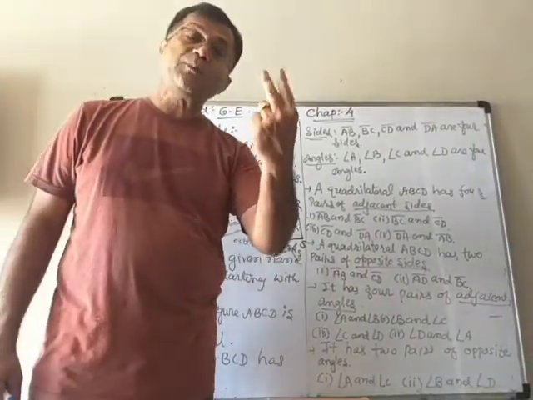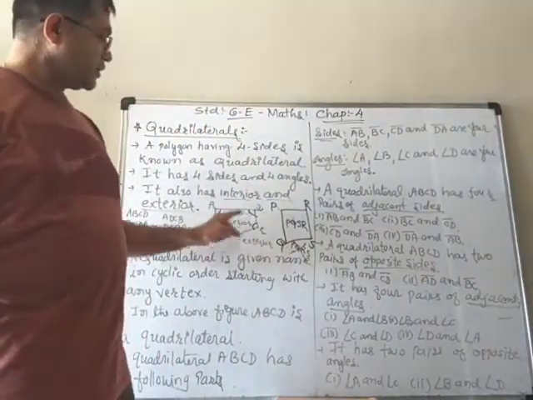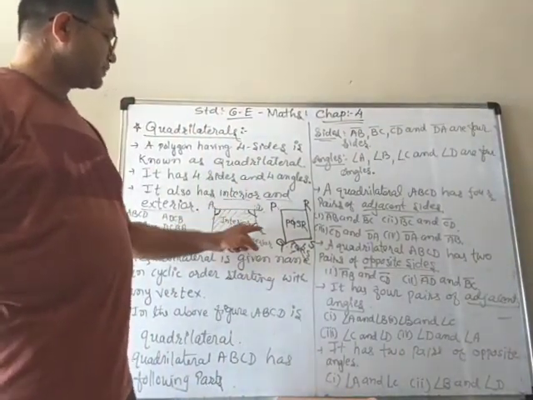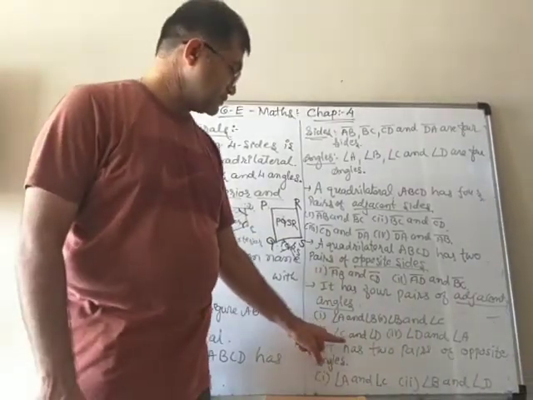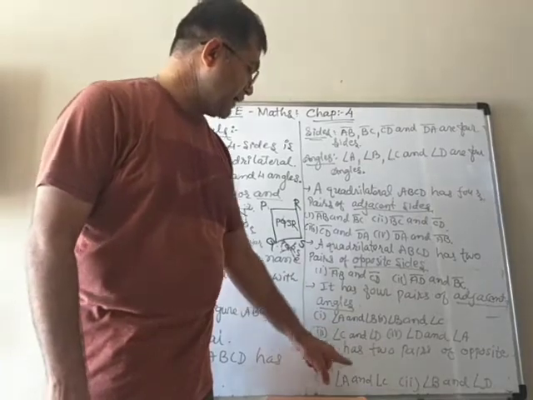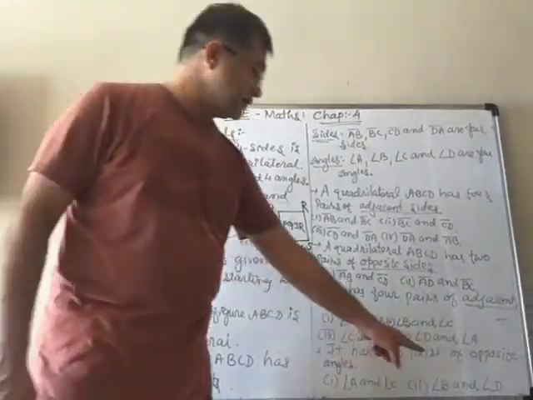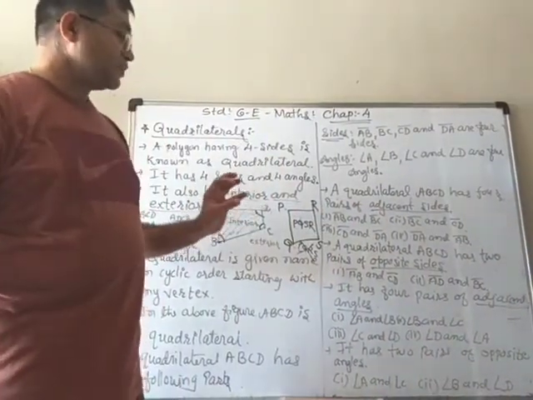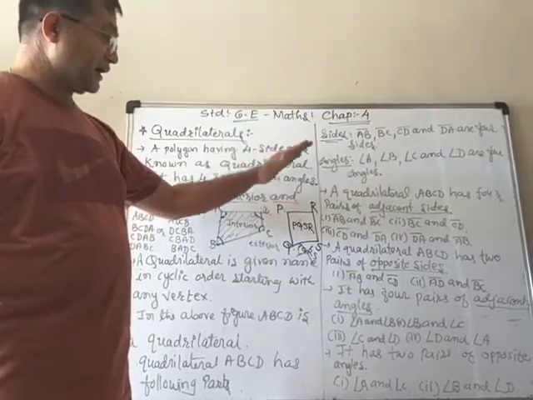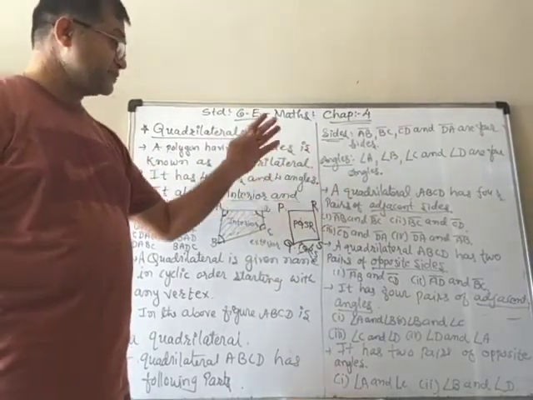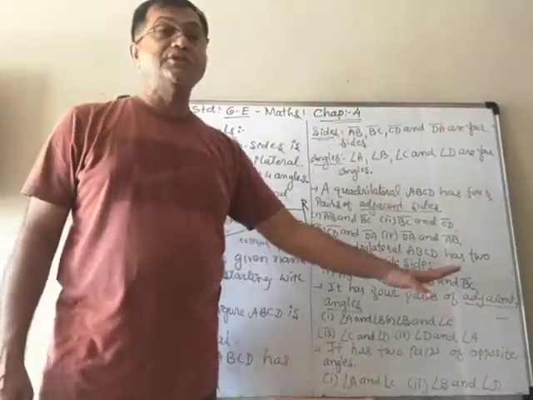Similarly, two pairs of opposite angles also. Opposite angles means coming exactly opposite. So first pair is angle A and angle C, and the other one is angle B and angle D. So there are two pairs of opposite angles also. So here are the sides, angles, adjacent sides, opposite sides, adjacent angles and opposite angles.